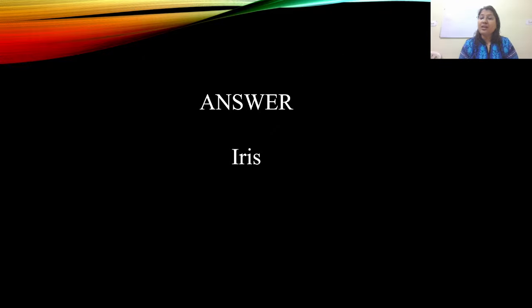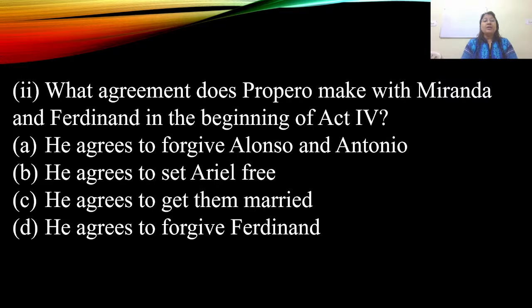So the answer is Iris, because Ceres asks Iris whether they are there or not. So Iris says, "No, you need not be afraid of their company." Next, what agreement does Prospero make with Miranda and Ferdinand in the beginning of Act 4? He agrees to forgive Alonso and Antonio, he agrees to set Ariel free, he agrees to get them married, or he agrees to forgive Ferdinand.